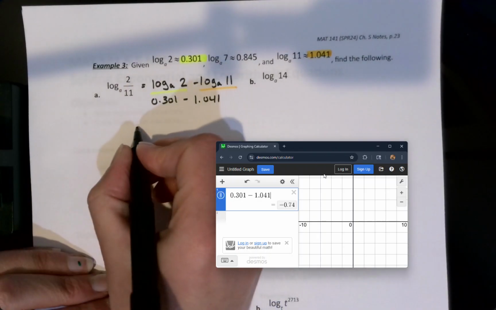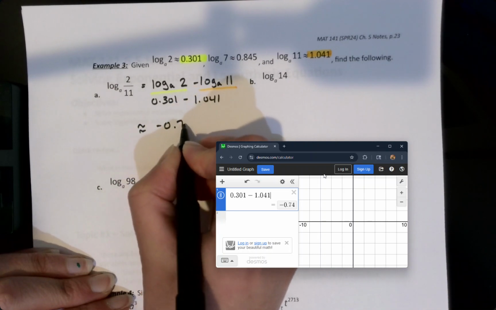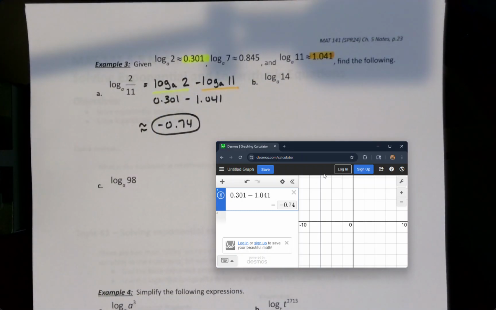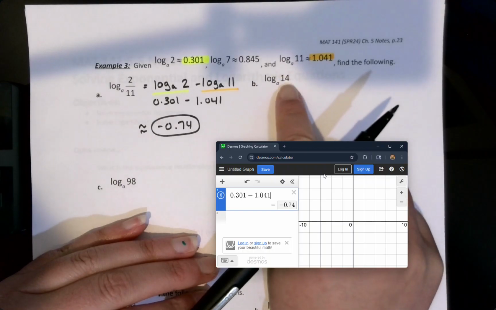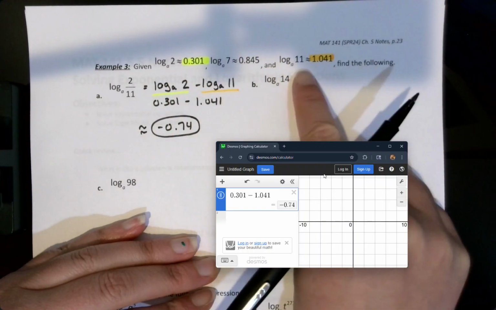So the log base A of 2/11 is approximately negative 0.74. For 14, again, I don't know the log base A of 14 nor what A is, so the only way to be able to figure out this value is to figure out if I can make 14 out of the input values 2, 7, and 11.